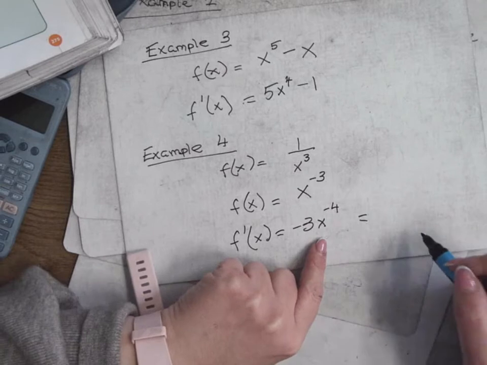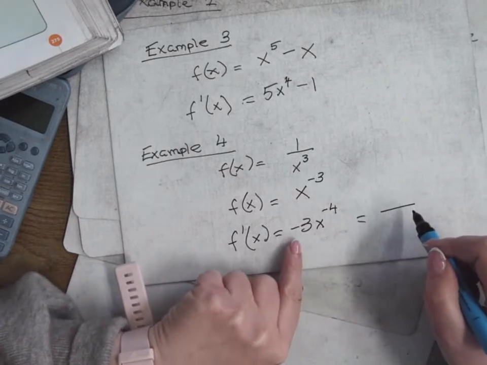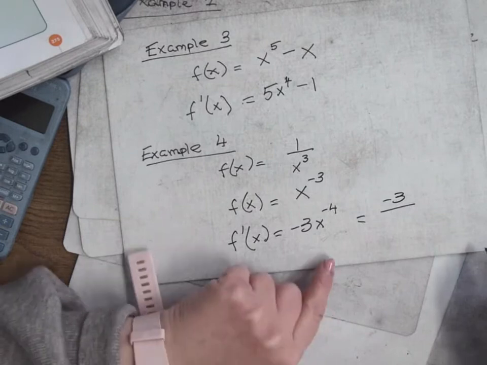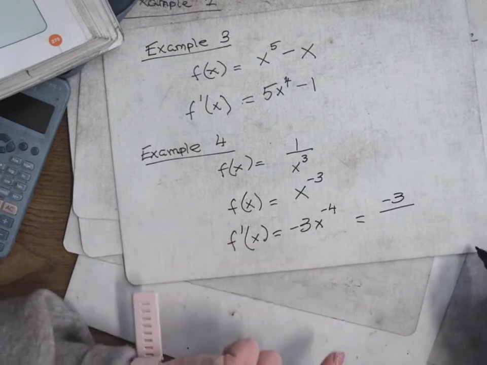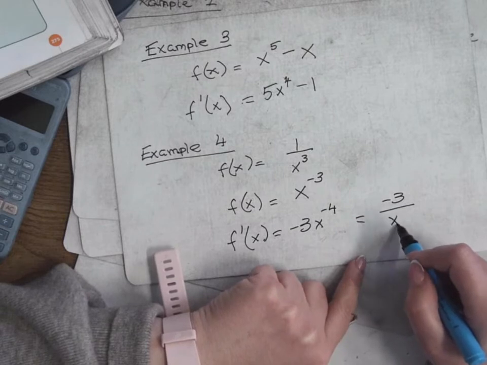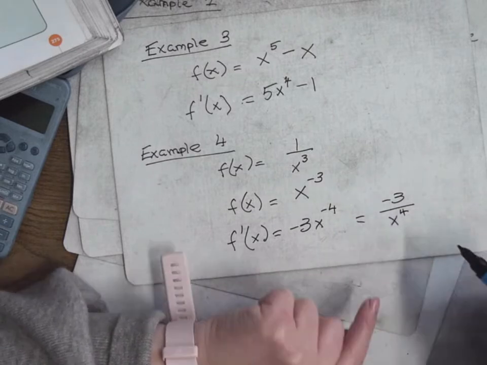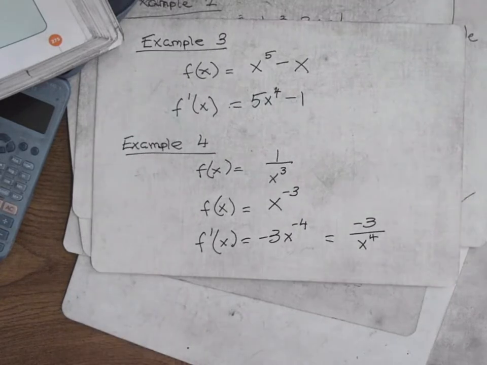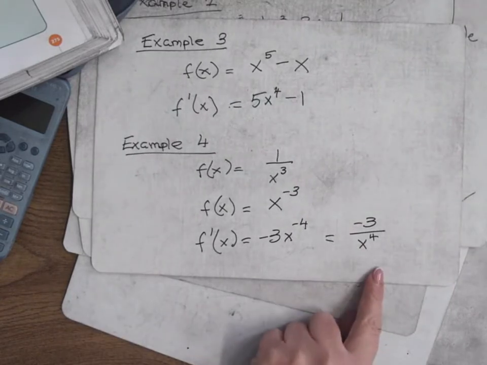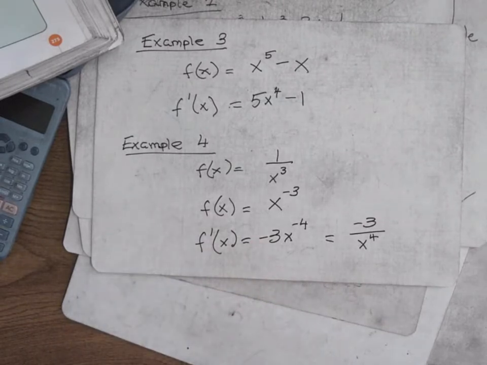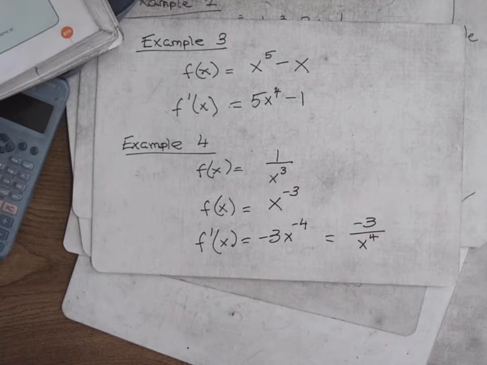That'll get you full marks, but we normally don't leave a negative index. So what we might do is bring it back downstairs. The minus 3 doesn't move, it stays upstairs. x to the power of minus 4, I can bring that back downstairs and make it what? x to the power of 4. Is that alright? So there's your answer. Are we good with that? I'll take that as a yeah.